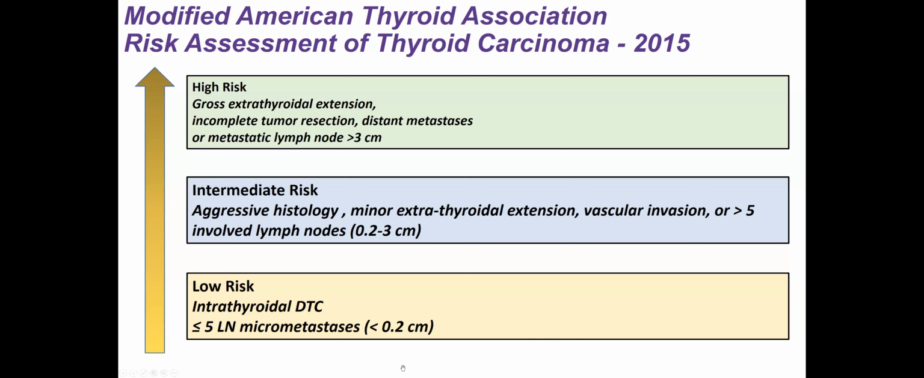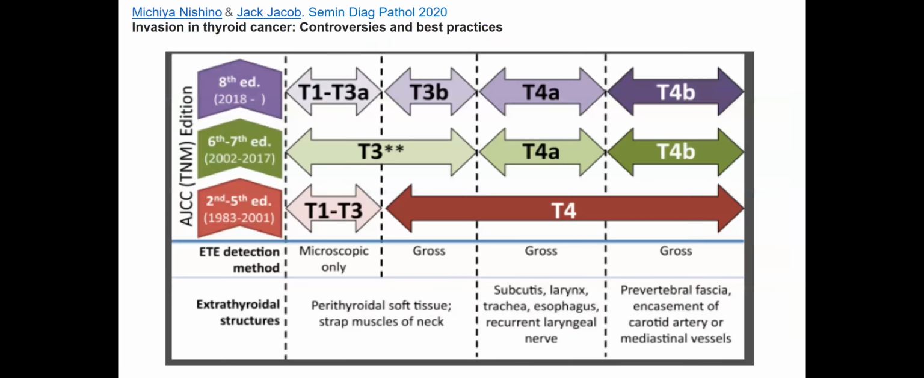That means the low-risk tumors have very low risk of recurrence in the neck. Then there are intermediate risk and high-risk tumors. So this is not about cancer. This is about structural recurrence of the tumor.